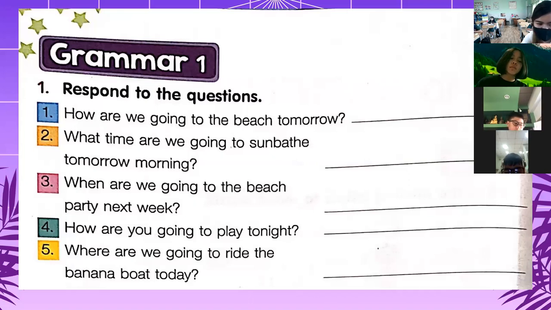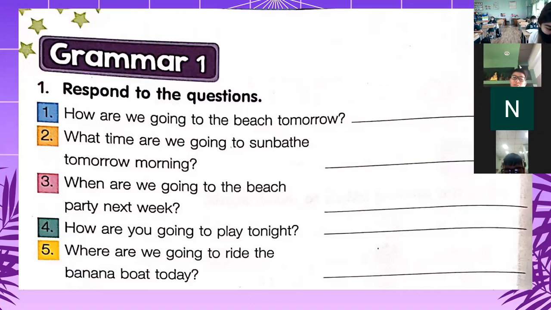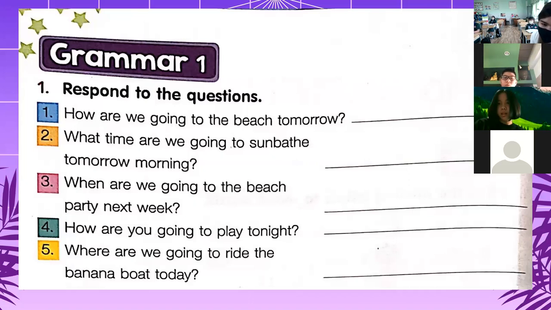Okay, for the next one, we have number three. We are going to the beach party next week. When you see when, it is like a date. So when are you going? It's like a day. Is it Monday, Tuesday, or what day? When you say when, it is the date or the day. So when are you going to the beach party next week? You write it Monday, Tuesday, Wednesday, or you can write it also on January, like that, okay?